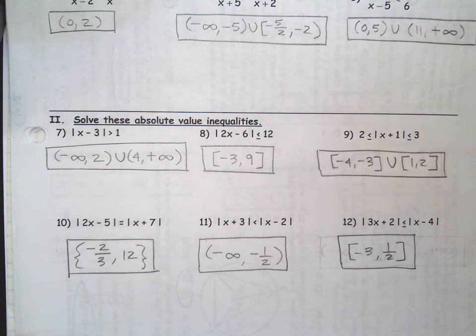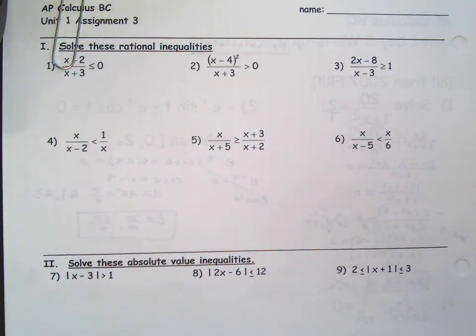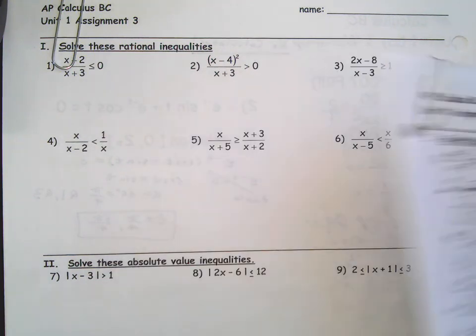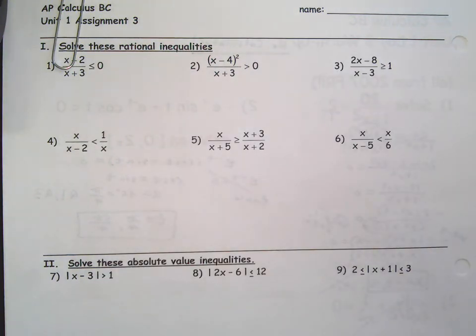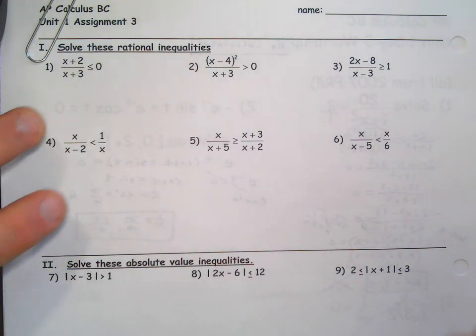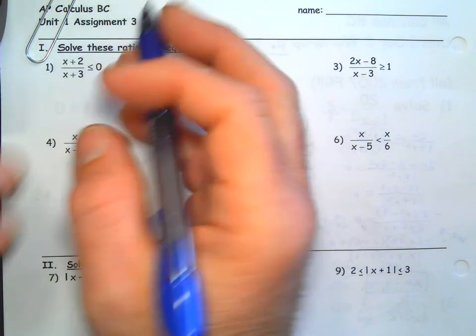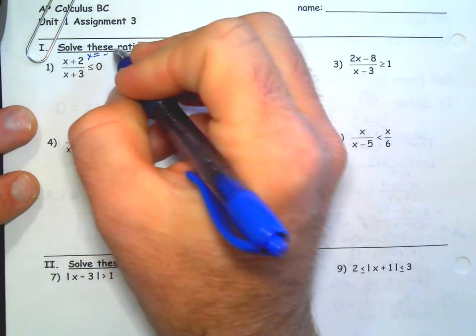All right. Okay. So I'm going to go ahead and work these out. So, okay, a bunch of rational inequalities. So this is all one side compared to 0, one fraction. This one's very nice. We're ready to go.